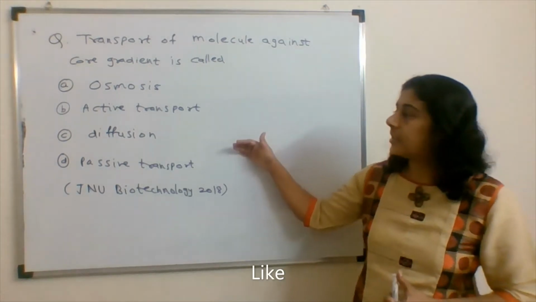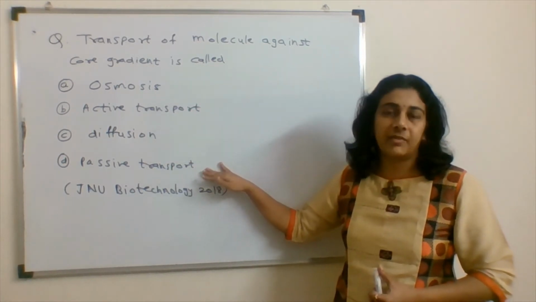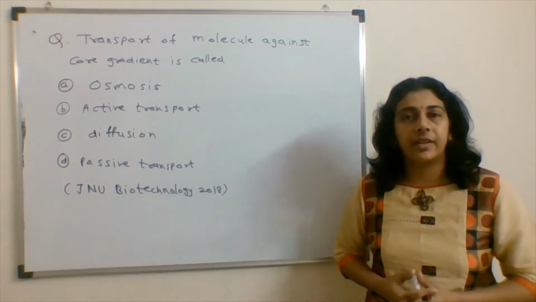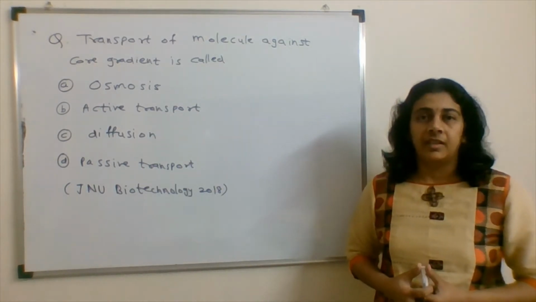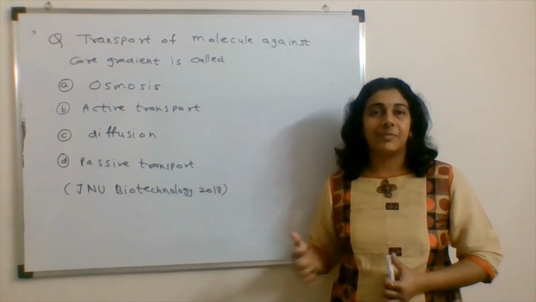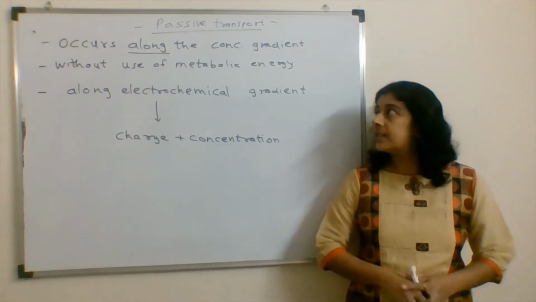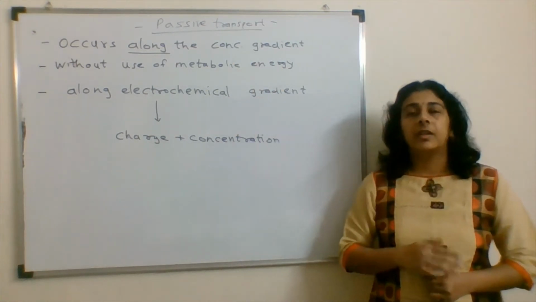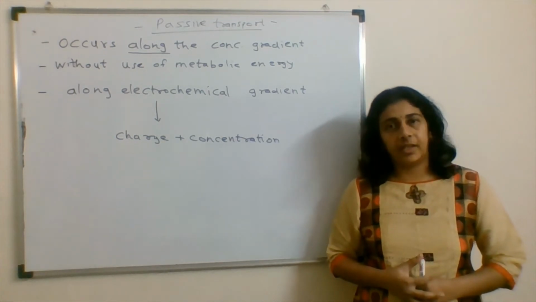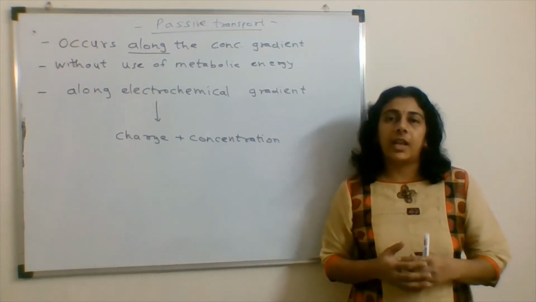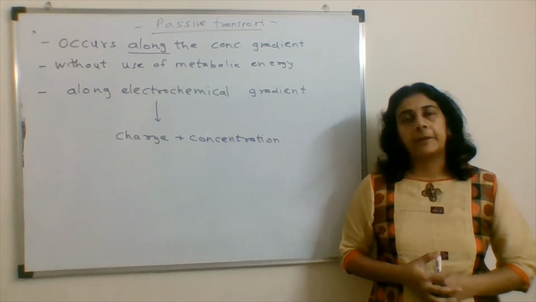If we see these options, we find that diffusion, osmosis and passive transport are somewhat related terms, whereas active transport is something different. So let's have a look at what these terms are and what their meanings are. First, starting with passive transport. When we say passive transport, it's along the concentration gradient. The movement of solute along the concentration gradient is called passive transport.